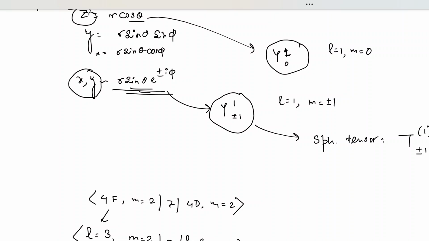So this is the case. That means whatever is the tensor representation that will be given, that has a form like this. So this t1 plus minus 1 has a form like this. So for y, you have to basically take a linear combination of both. That means y will be of this form: i by root over 2 times t1 plus 1 plus t1 minus 1.